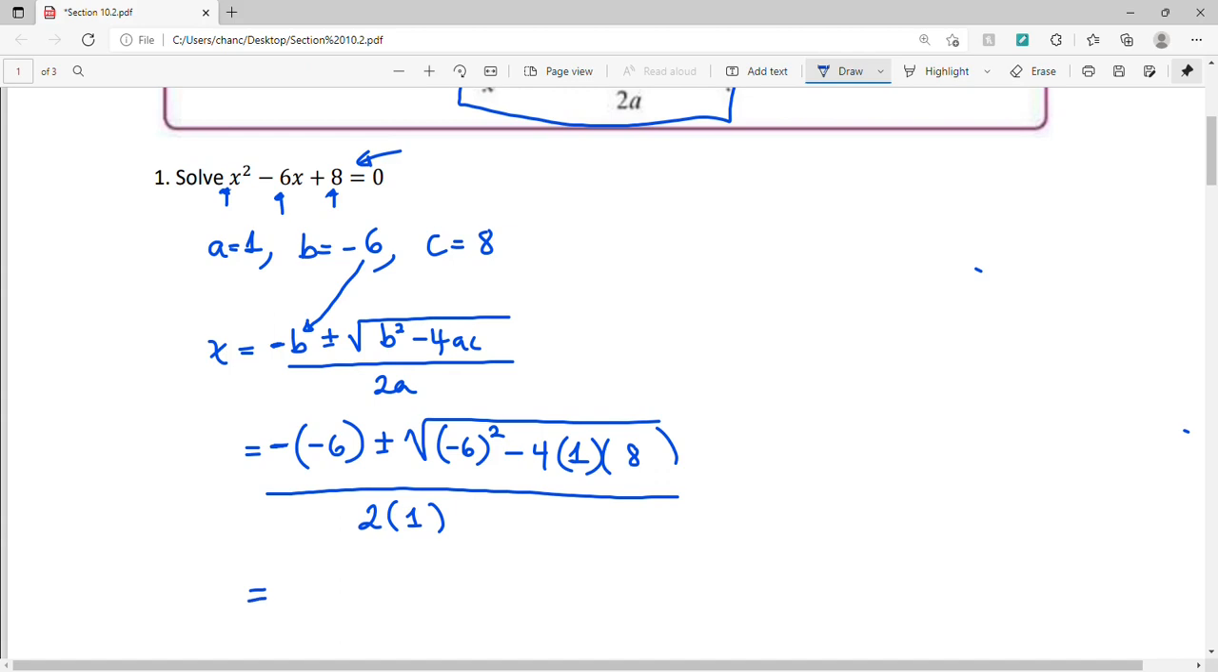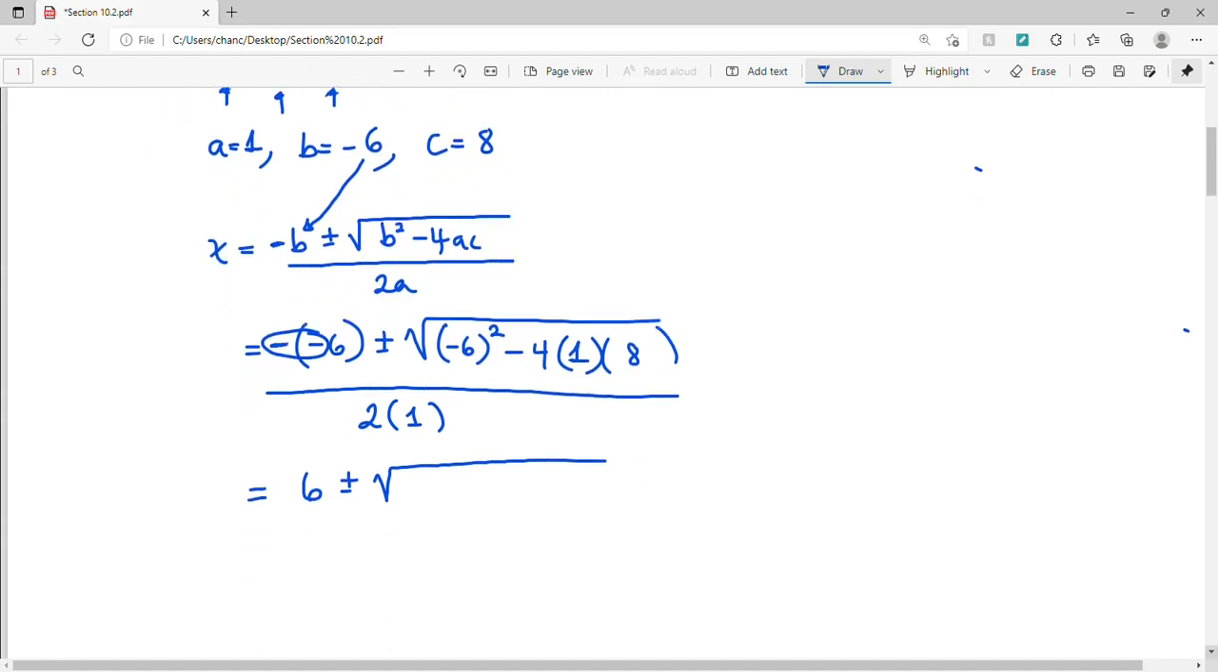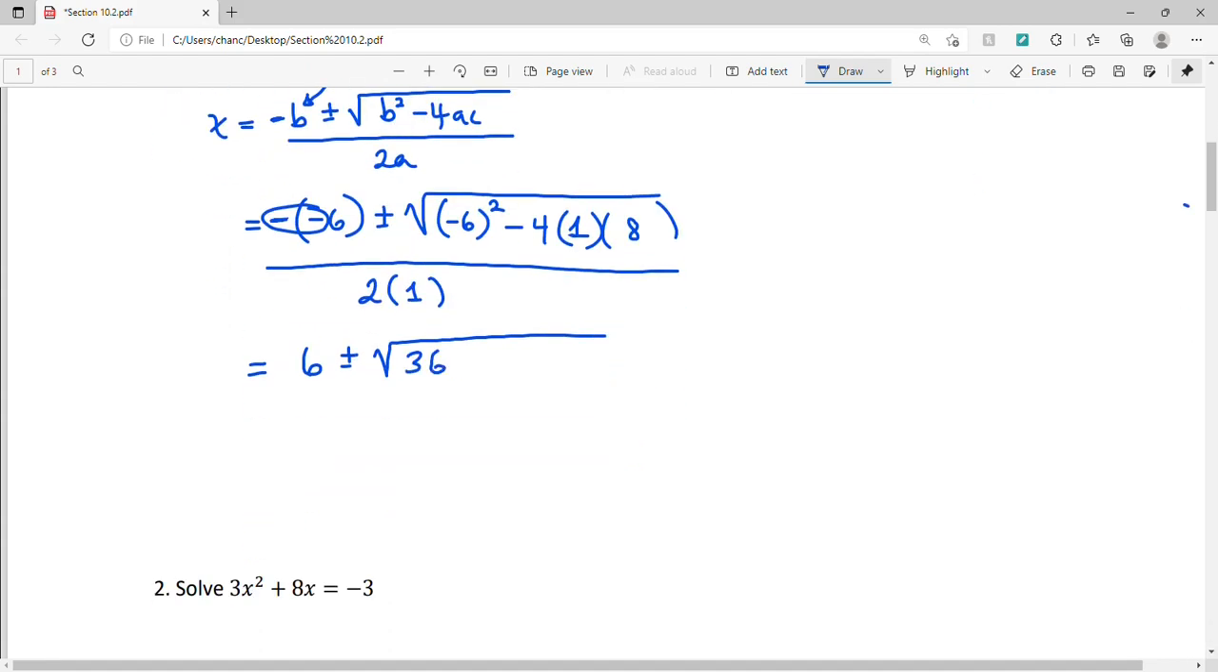Negative negative 6 simplifies to a plus 6. So we'll rewrite this as a plus 6 because of the double negative. Then we have the following, plus or minus the square root, and we'll do each step one at a time. Negative 6 squared, that's a positive 36. Let's replace negative 6 squared with positive 36. And on the right here I have negative 4 times 1 times 8. So that gives us a negative 32. We can divide that by 2 times 1, or just 2.